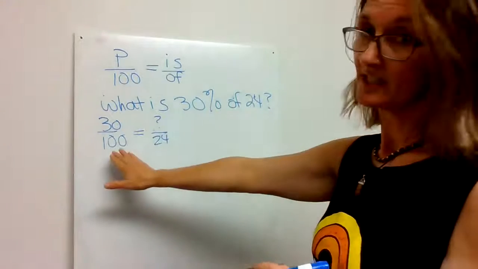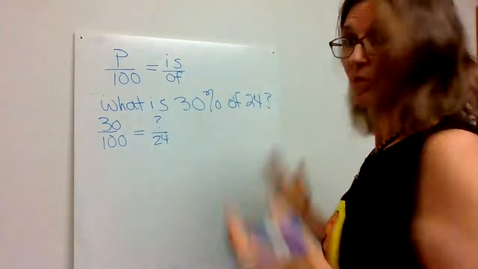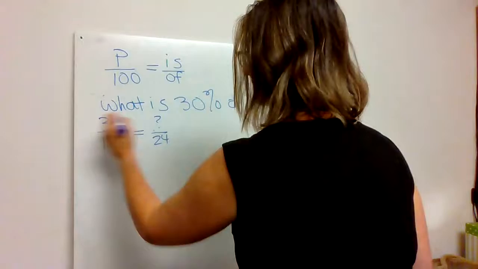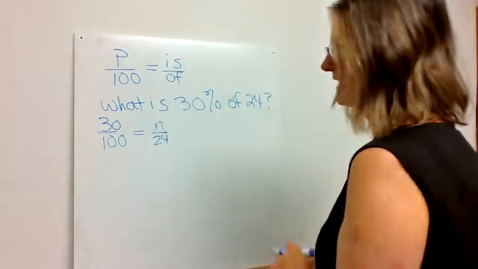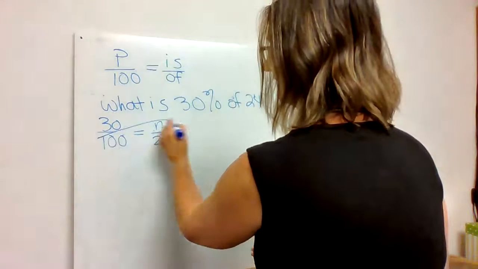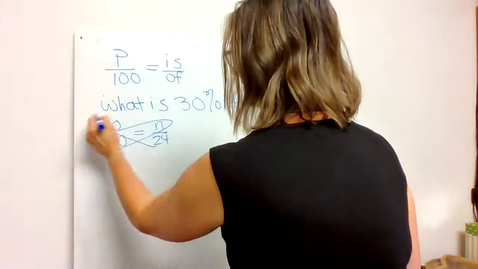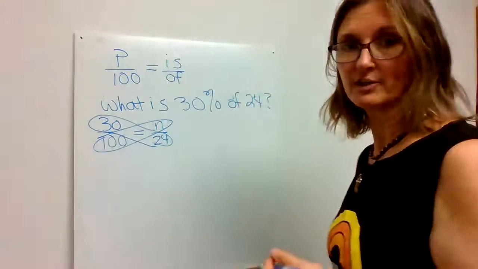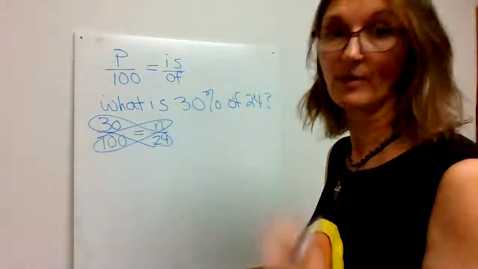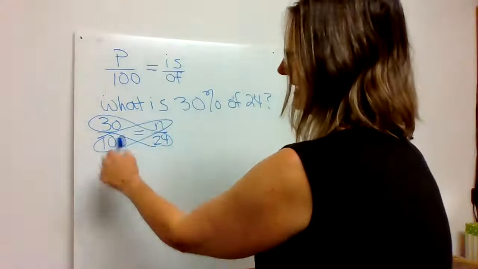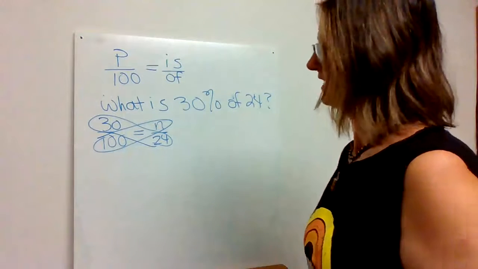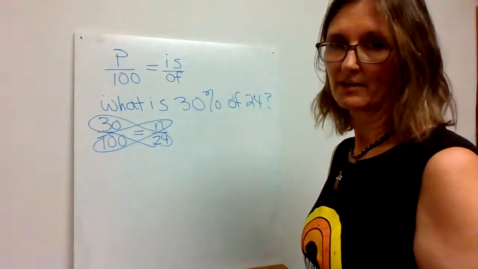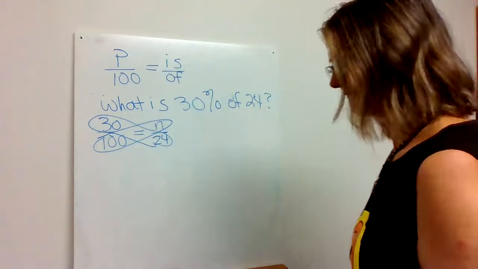You can reduce this, or you don't have to. If you just want to cross multiply, change this to an n or an x, whatever you like, you'll have 100n equals 30 times 24. Put that in your calculator and you can get it. If you don't have a calculator, I would recommend dividing by 10 and get 3 over 10 equals n over 24. You might have a little bit easier time doing your multiplying there.